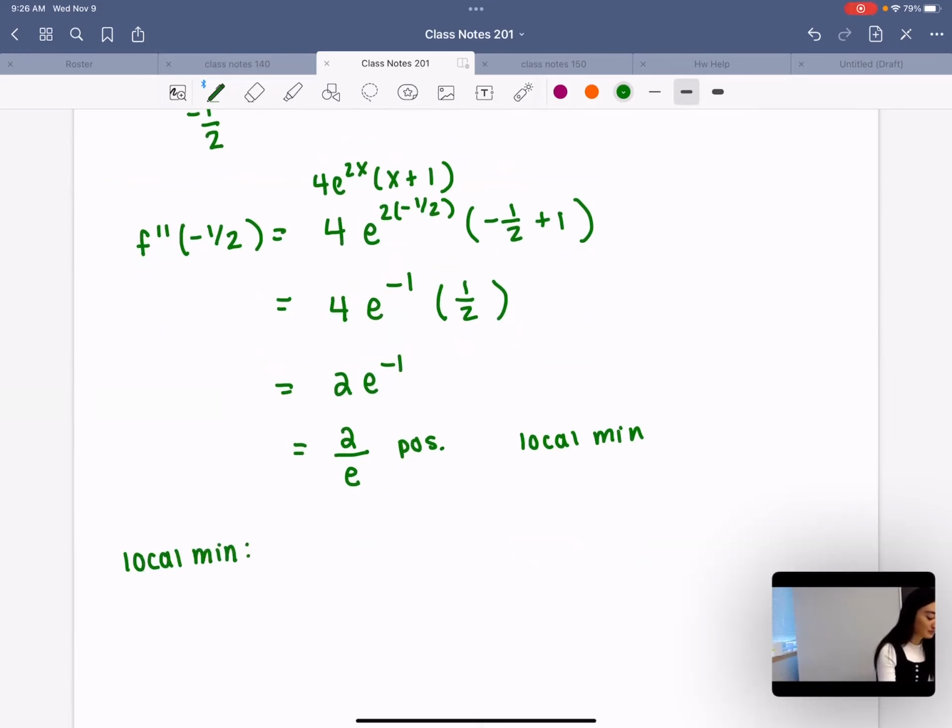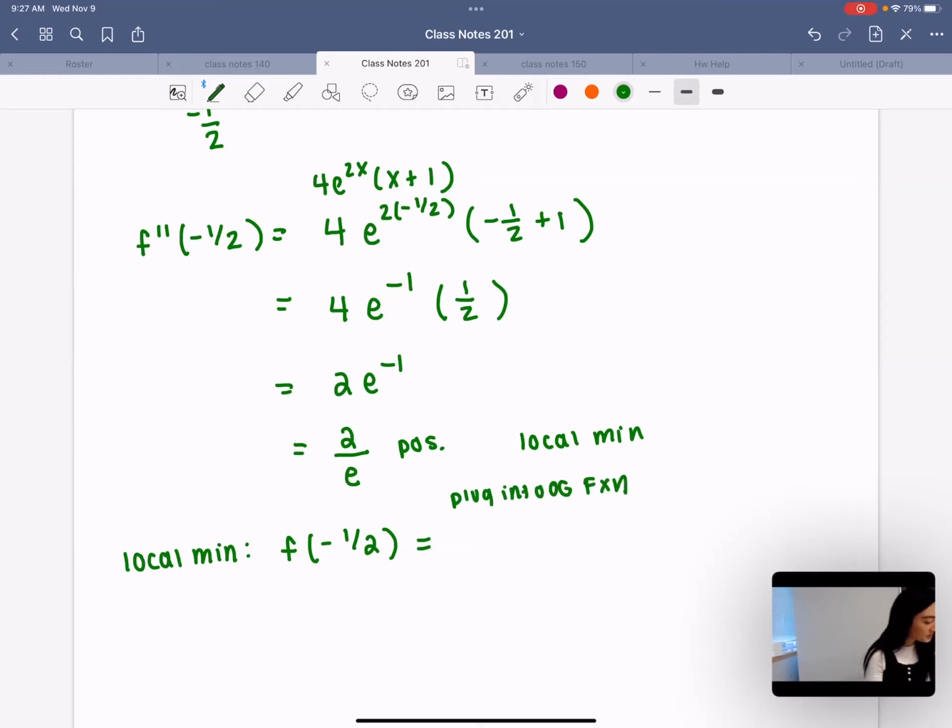Local min at f of negative. Good. F of -1/2 is my local min. Okay. So you can either show me this on the exam. WebAssign probably won't like this answer because it's not a number. In order to get my answer, I'm going to have to plug this into the original function. So plug into original function.